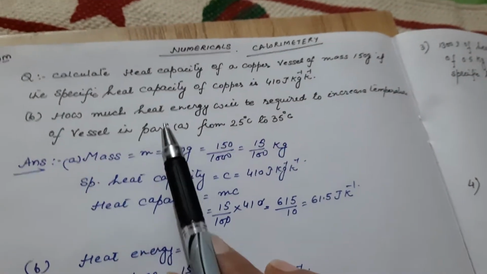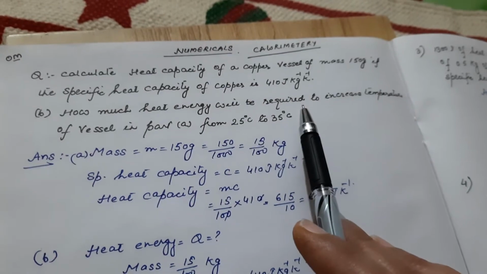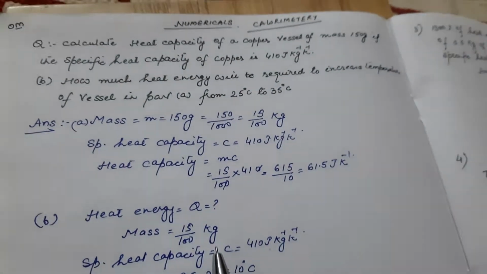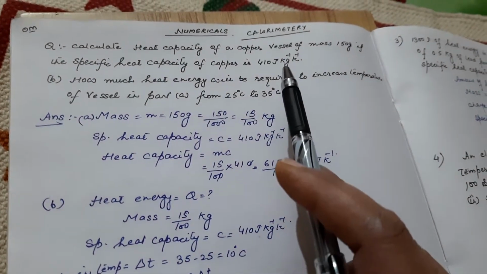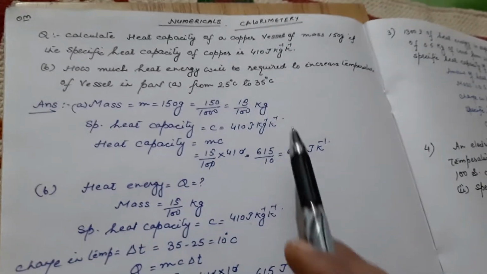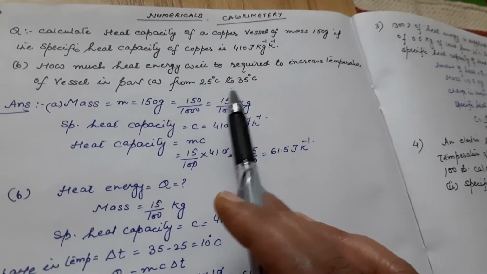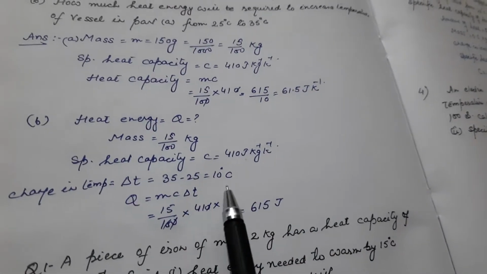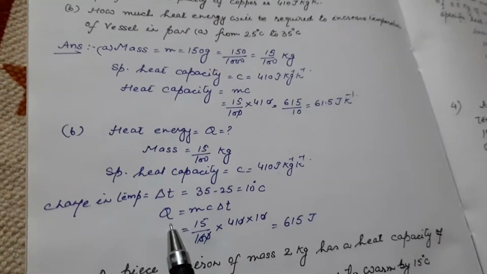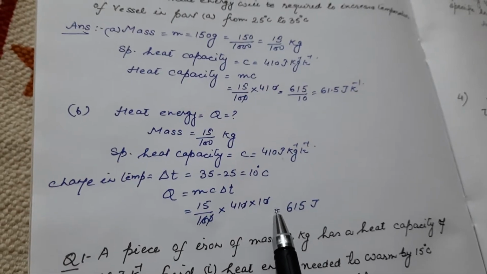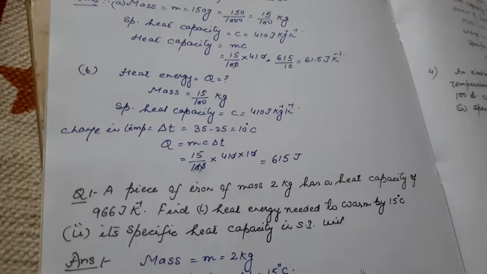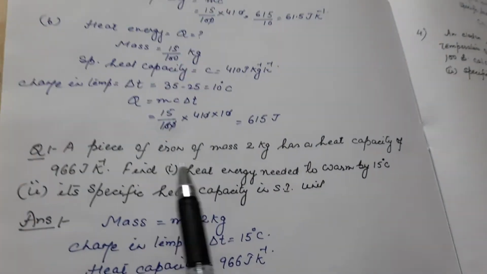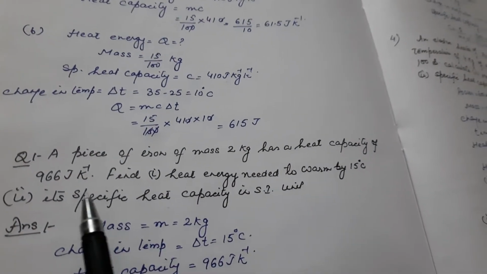In the second part, how much heat energy will be required? We require Q. For Q, what is required? mc delta T. Mass is given. Specific heat capacity is given here, 410. And delta T, what is the change? The body reaches from 25 to 35. The change is 35 minus 25, 10 degrees Celsius. So using the formula Q is equal to mc delta T, we will find Q. But be careful, always write down the unit. Unit contains 1 mark.